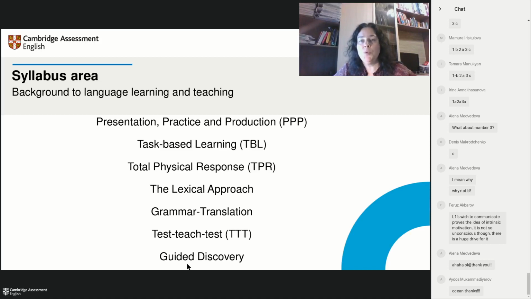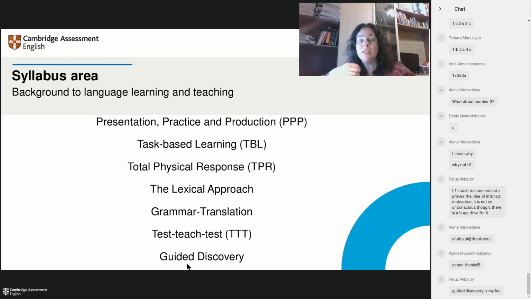However, in some course books, and now we have many examples, sometimes the students are tested on what they know. There is a short task, like matching or multiple choice or something else, that helps students answer the question, but the teacher may monitor and identify gaps in knowledge. That is called test-teach-test. And test-teach-test is often used with guided discovery.